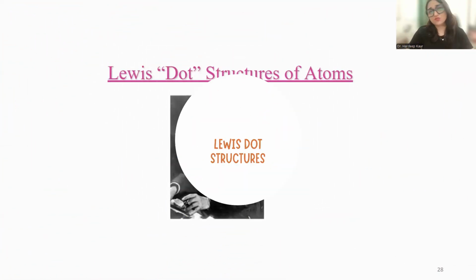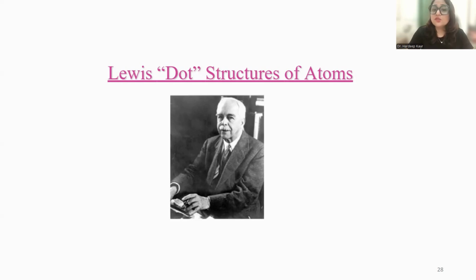Good morning, guys. Today we are going to learn about the Lewis dot structure of the atoms. This video is a continuation of the previous one, chemical bonding part 1. In this video, we will talk about different concepts. First, I will start with the Lewis dot structure of the atom.